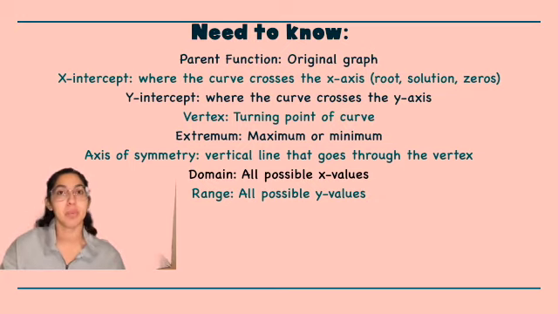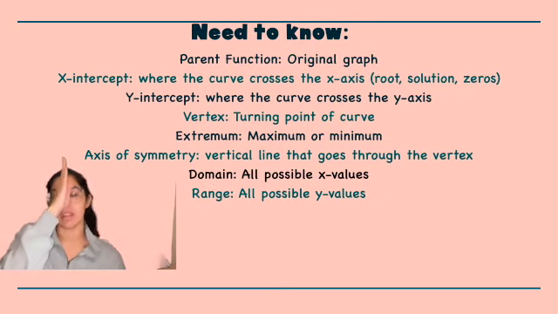Vertex is the turning point, so where it's curved. Extremum, that is the maximum or the minimum, highest or lowest point. Also, that is a vertex. If your vertex is the highest point, then you would call it a maximum. If it's the lowest point, you would call it a minimum.